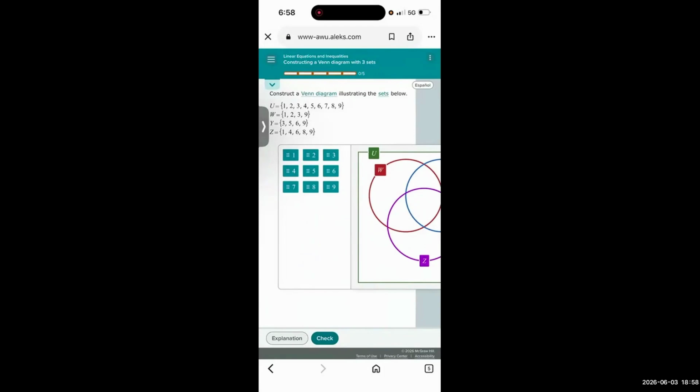U has 1, 2, 3, 4, 5, 6, 7, 8, 9. So you want to put all of them in U. Or sorry, no, that's the big one. Never mind. So W has 1, 2, 3, 9. So put 1, 2, 3, 9 in W.